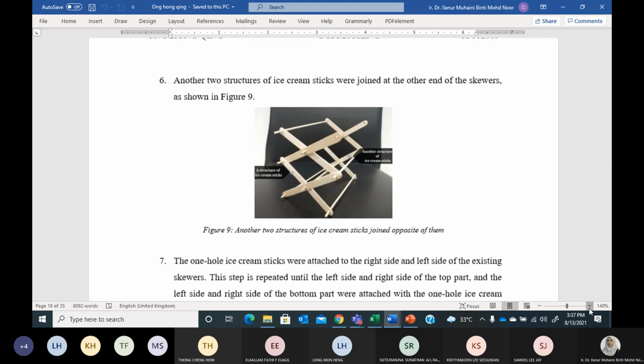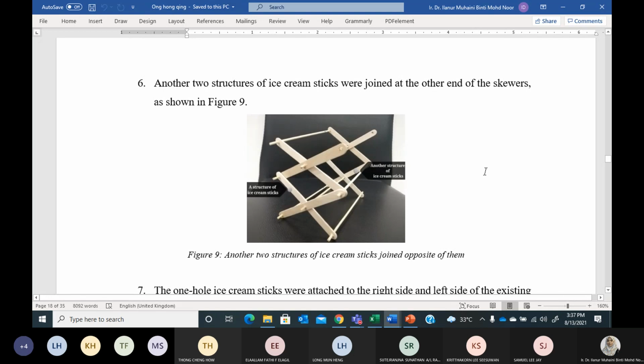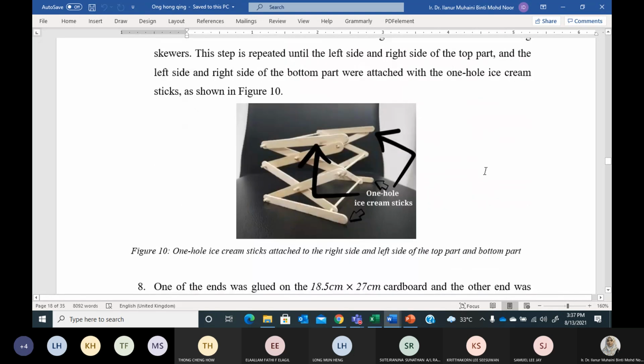So after she makes the model, it looks like this. The structure of the ice cream stick. And then there are labels which are easy for people to understand. When they see, they know where the hole mentioned is. Okay, for example, here got figure 4, figure 10. Here also figure 10. So this step is repeated until the left side and right side of the top part of the left side and right side. Why got double? See. Are attached with the one whole ice cream stick.